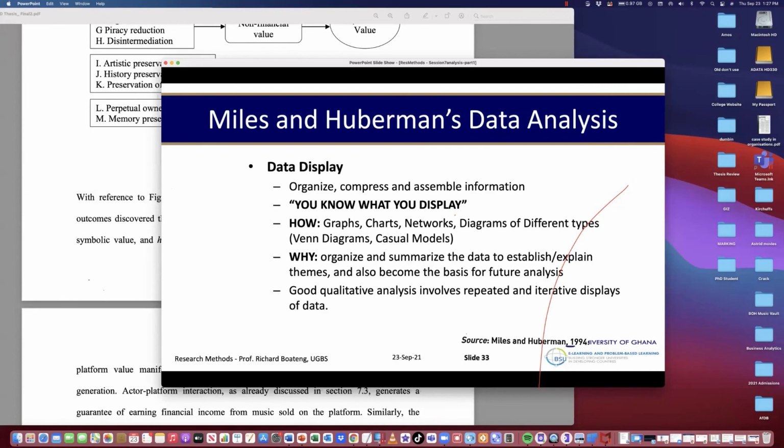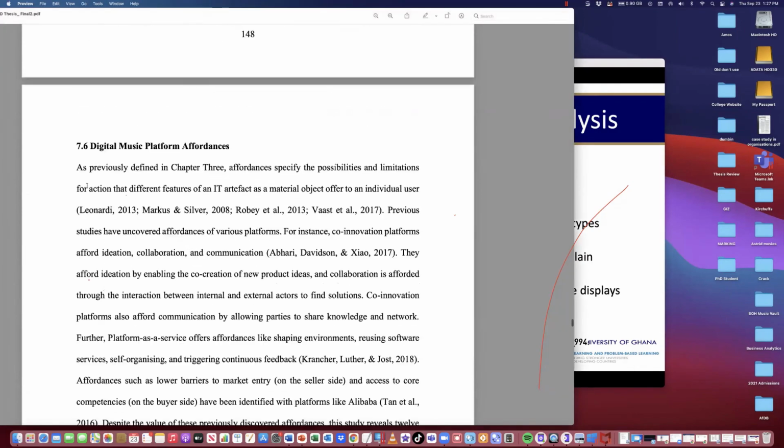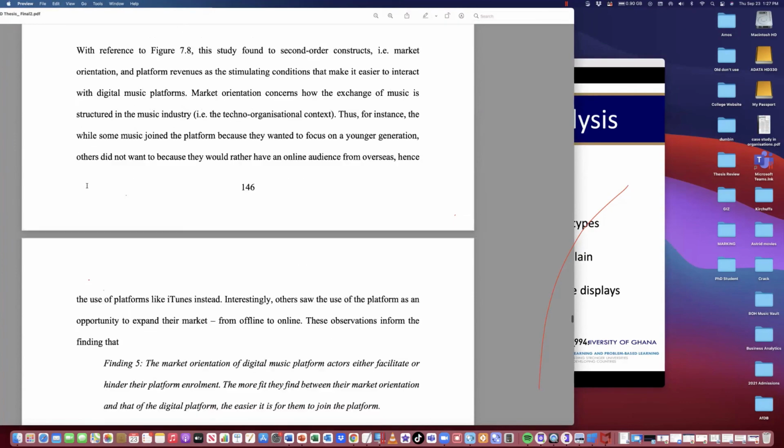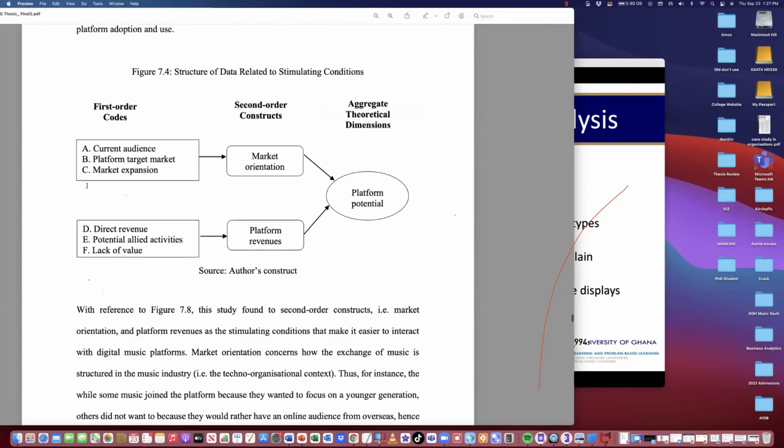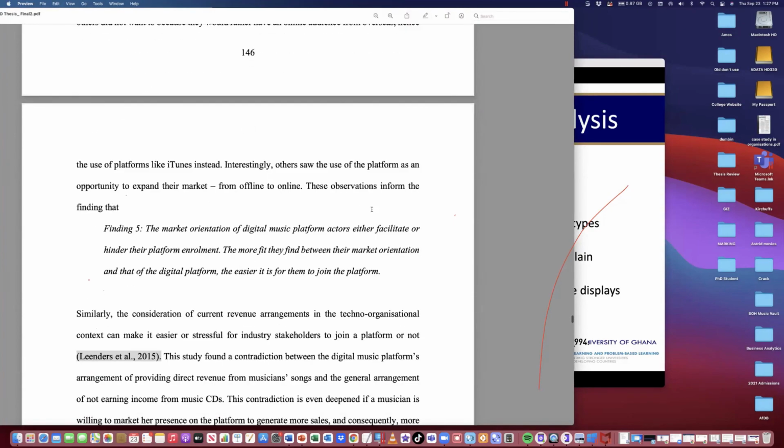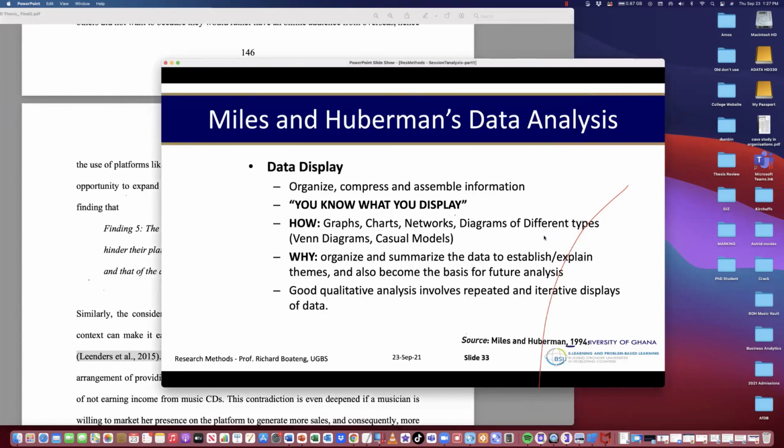Good qualitative analysis involves repeated and iterative displays of data. Repeated, iterative. So you can see him using this particular diagram several times, always repeating himself to showcase the data, showcase the data, showcase the data. And that's a sign of good qualitative research.